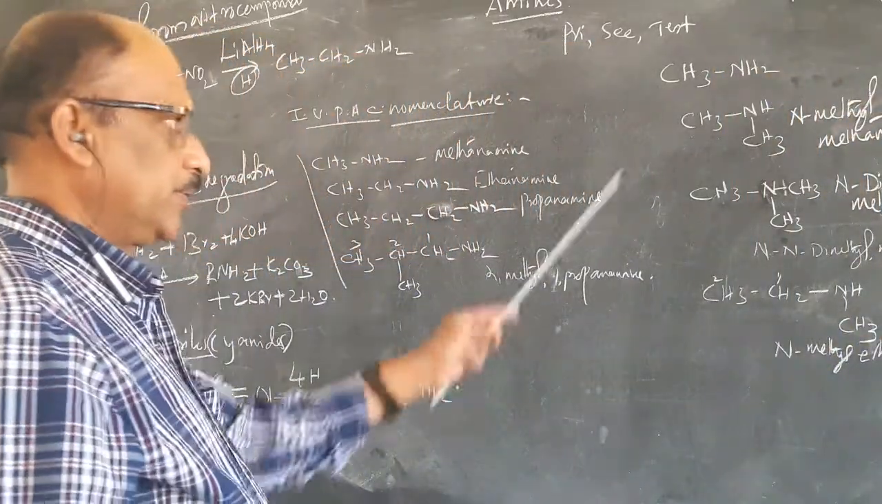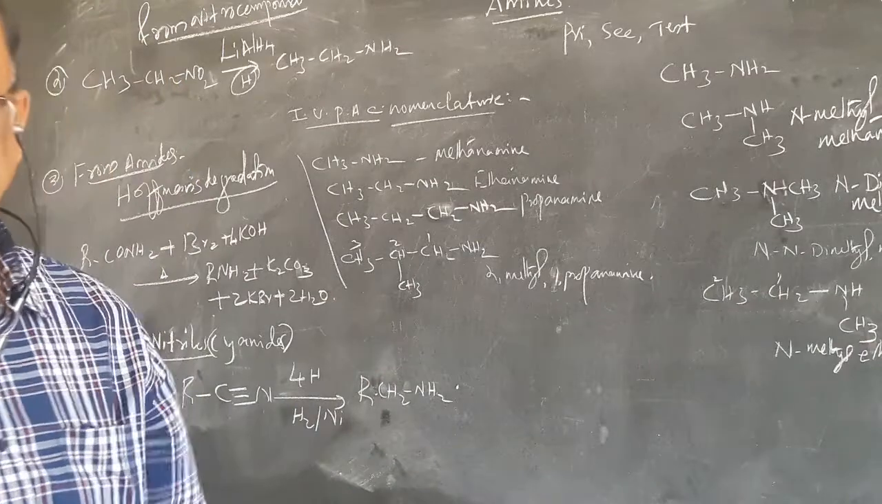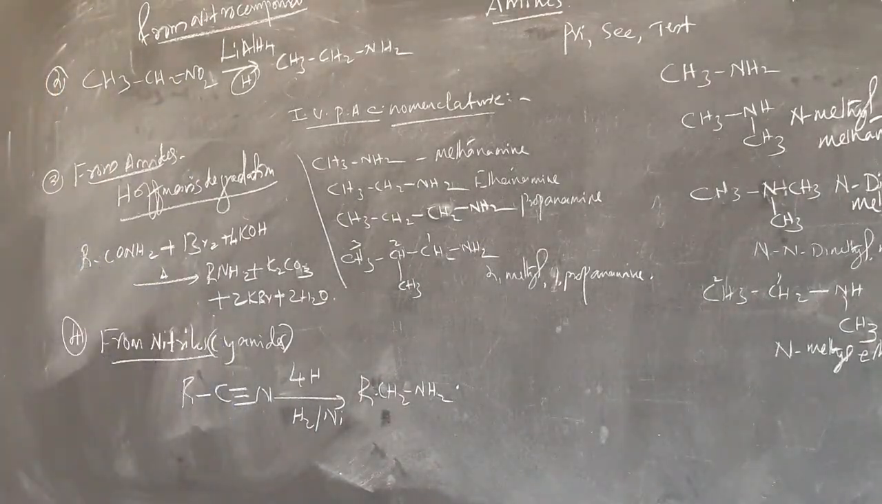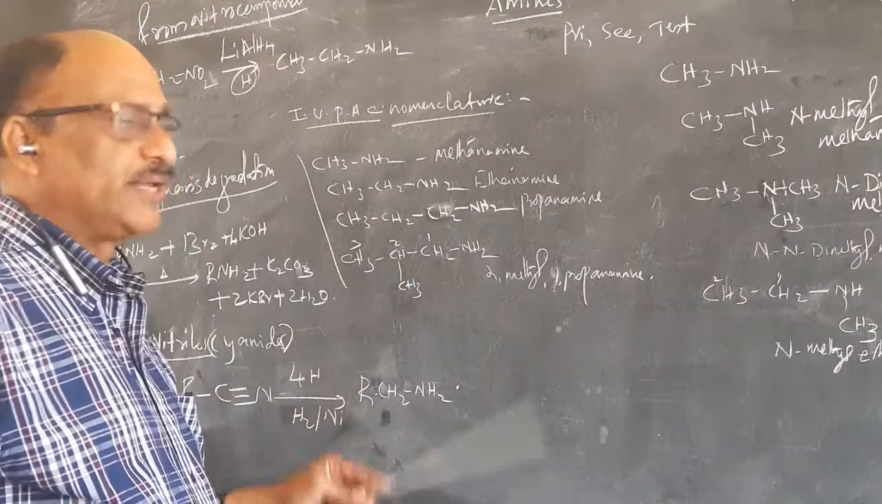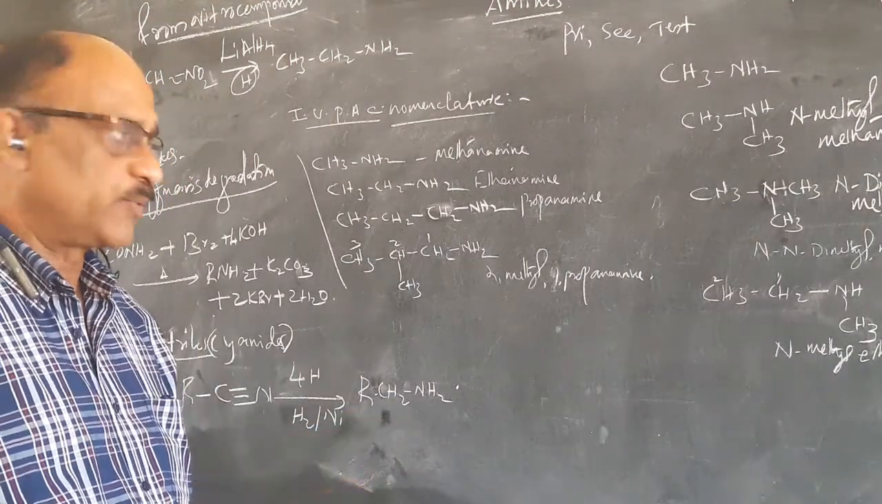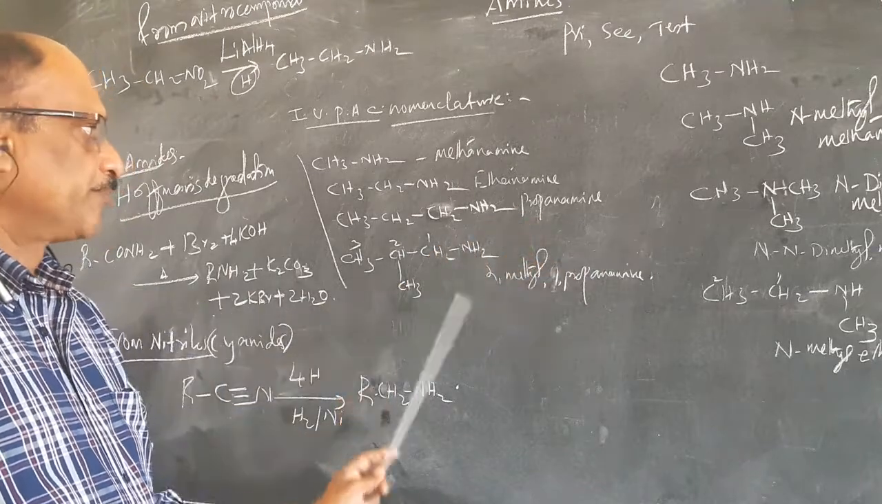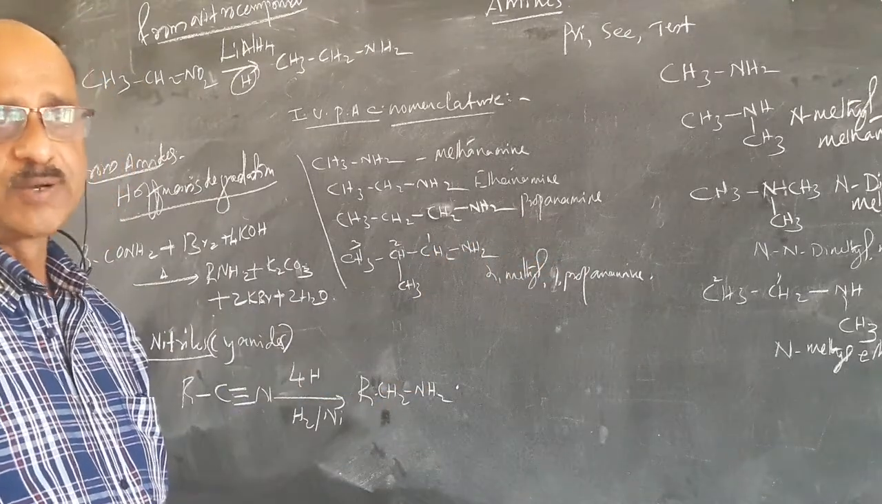You have to do some homework for that. You have to mention the number of carbon atoms. You have to mention which carbon atom the NH2 group, or N, or NH is connected to. So that is the criteria for the IUPAC nomenclature.